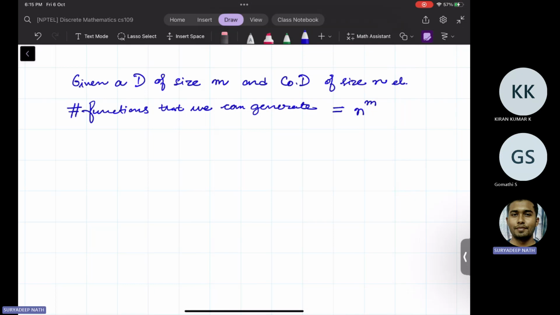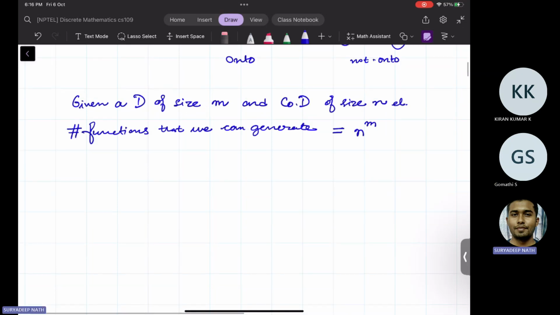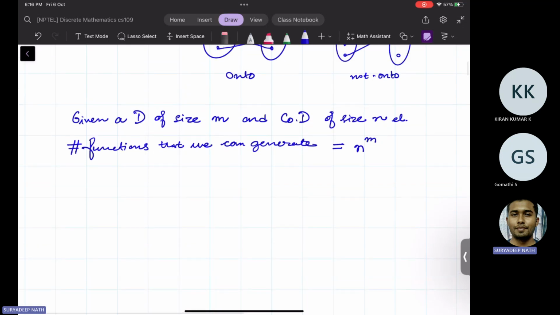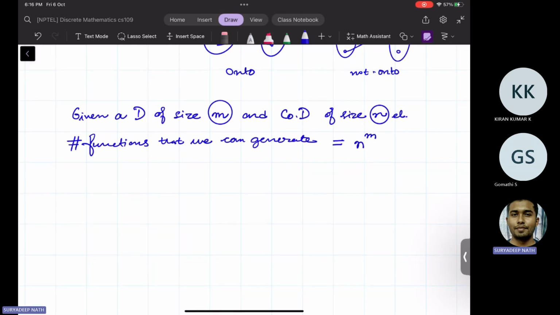Yeah, did you say anything? Sigma i varies from 0 to n minus 1, the whole power i, n C i, (n minus i) the whole power m. Is that the total number of functions that we can generate, you are saying? No, no, I am not asking about onto functions. I am asking about all possible types of functions that we can generate if the domain is of size m and the codomain is of size n.